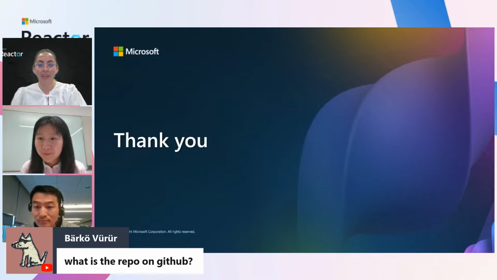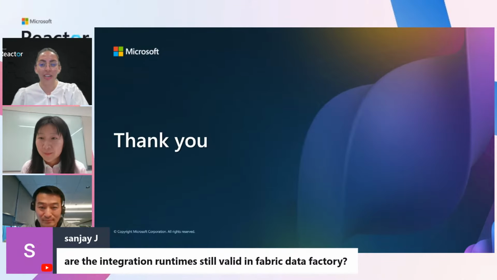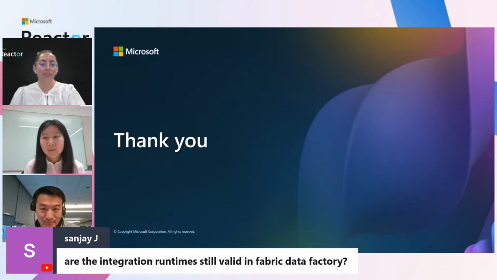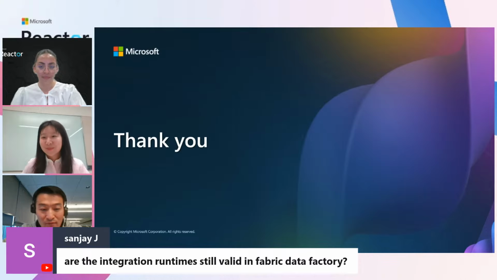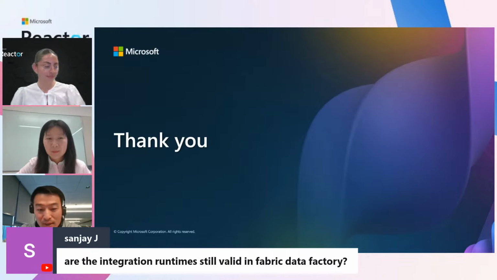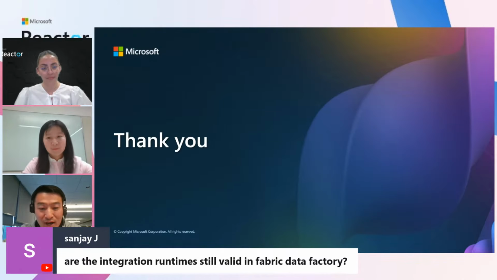Amazing. And then we also have another question from Sanjay. Are the integration runtimes still valid in Fabric Data Factory? Yeah, sure. So now the data integration runtime has already been evolved into the on-premises gateway in Fabric. So what you do is that you can leverage the on-premises gateway in Fabric, the same as how you run the integration runtime for other Data Factory. Everything is the same, but just ported to the on-premises gateway.